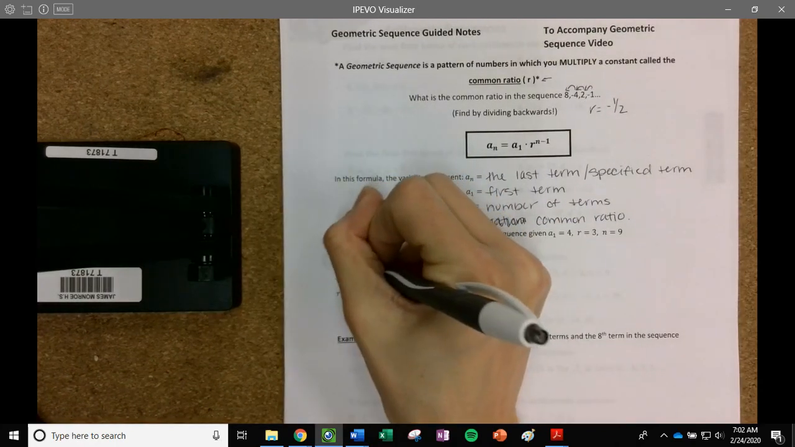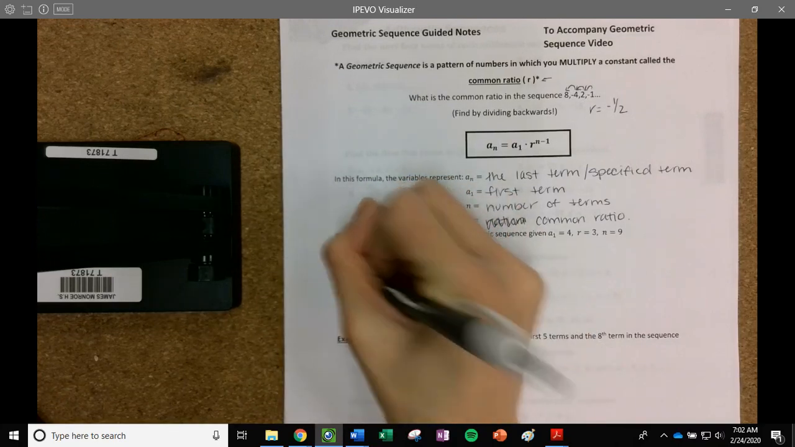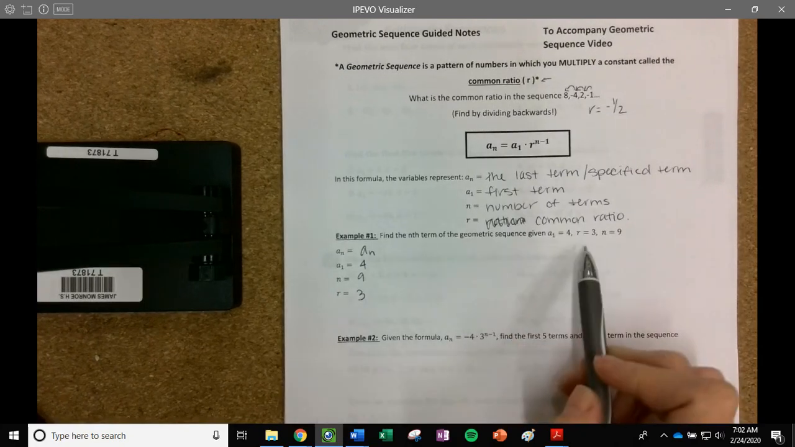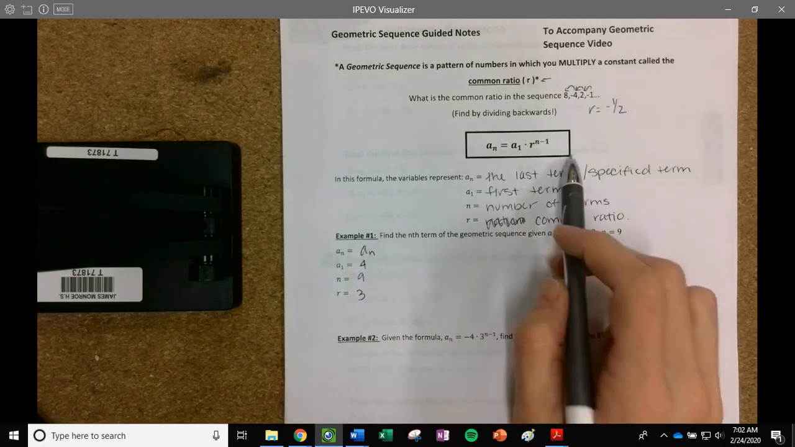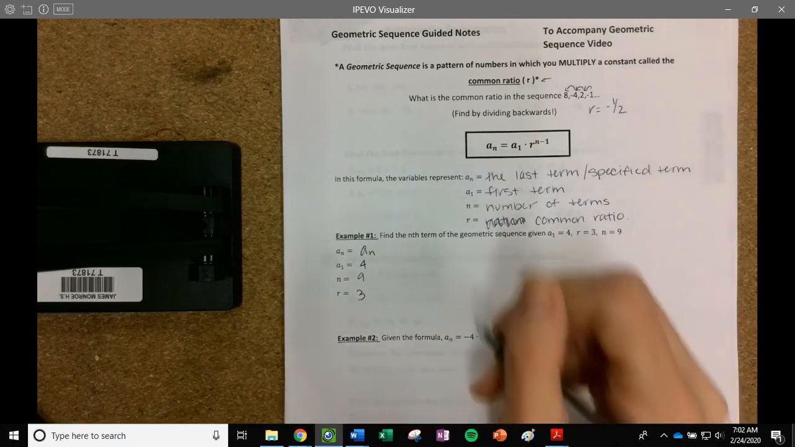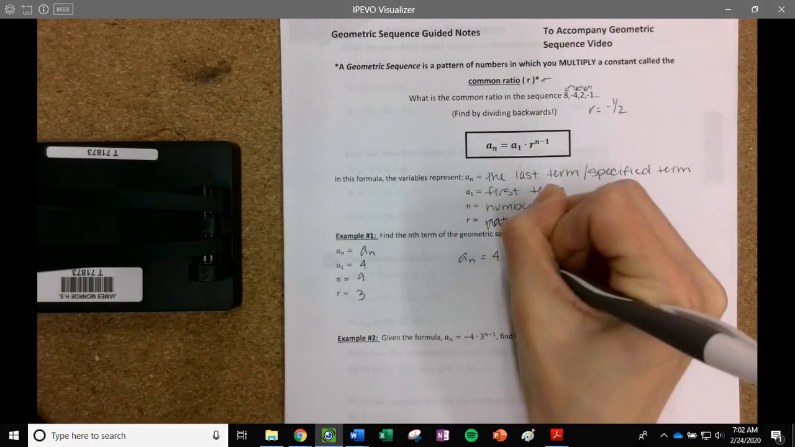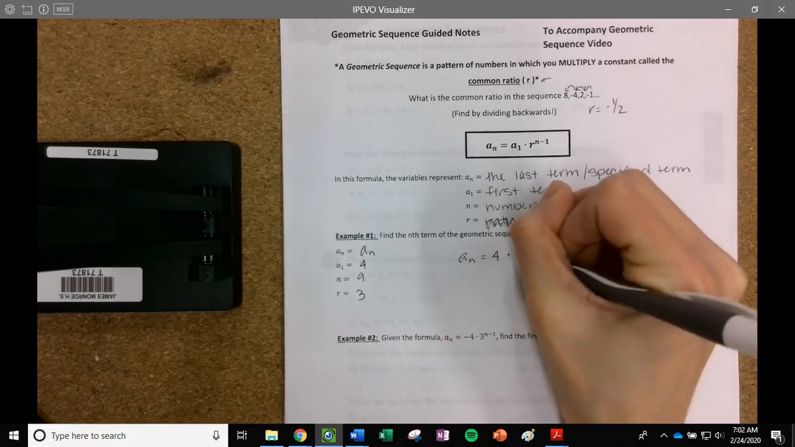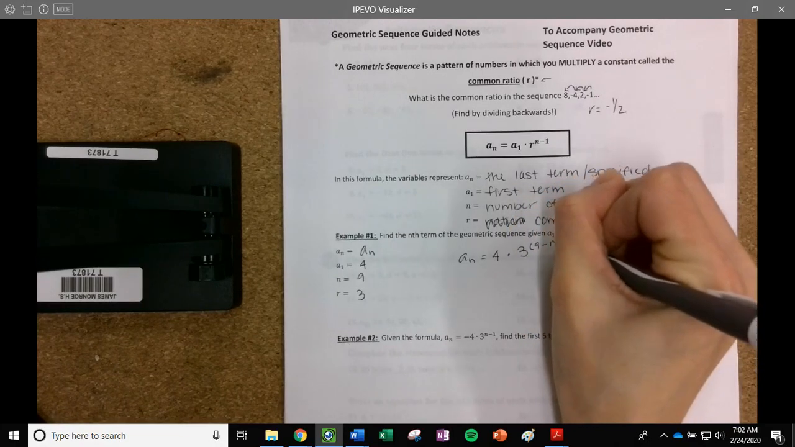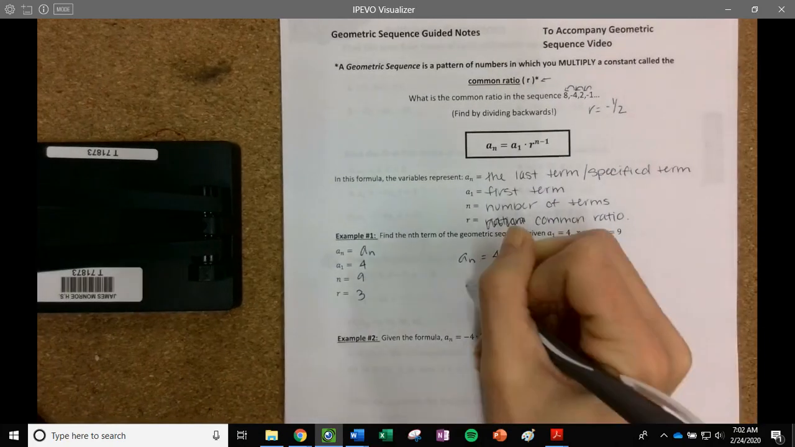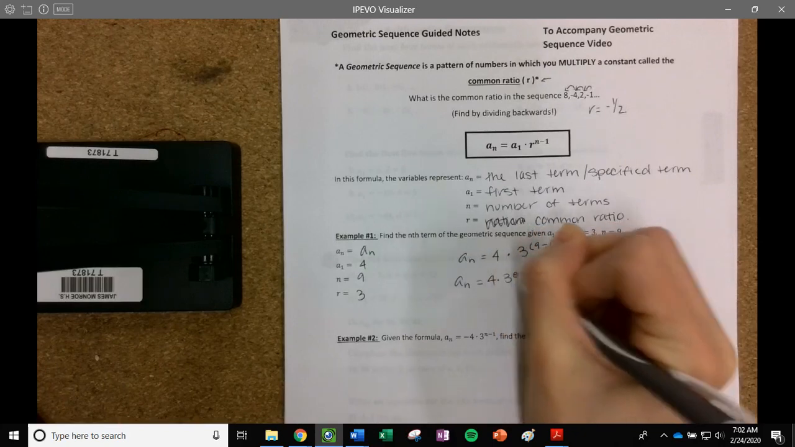A sub 1 is going to be 4. The common ratio is 3, so we're multiplying everything times 3. And our sequence has 9 terms total. So we're going to set this up using the formula, just plug and go. a sub n equals 4 times the ratio of 3 raised to n minus 1. So that means we've got a sub n equals 4 times 3 to the 8th.